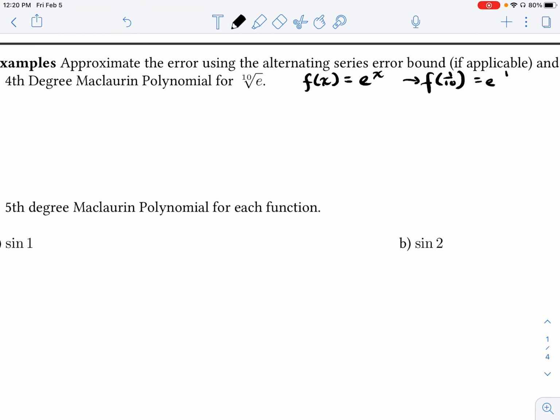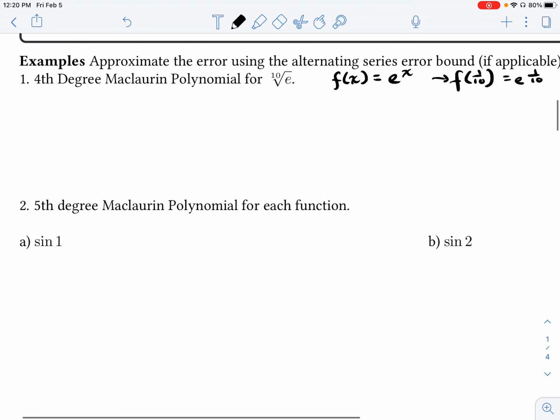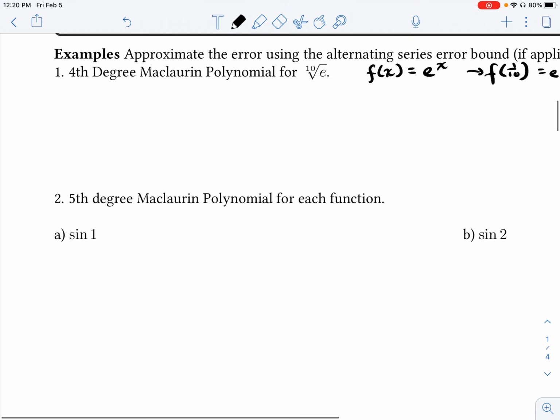That would be e to the 1/10th power. So that's the exact value. We're trying to approximate it using a fourth degree Maclaurin polynomial. So let's go ahead and write that out. So we've got the fourth degree Maclaurin polynomial. Since we know our function is e to the x, we can use our elementary series and evaluate that elementary series at 1 over 10.